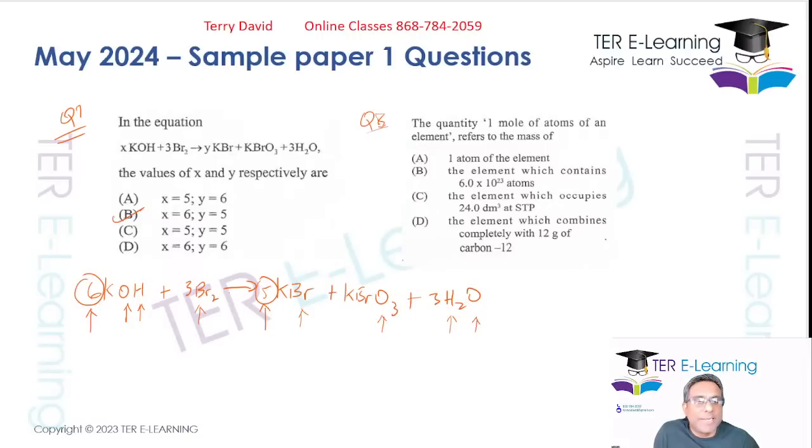A lot of people saying the answer is B. Let's see if that makes sense. Based on the statements here, the only one that makes sense is going to be B. So that's question 8.